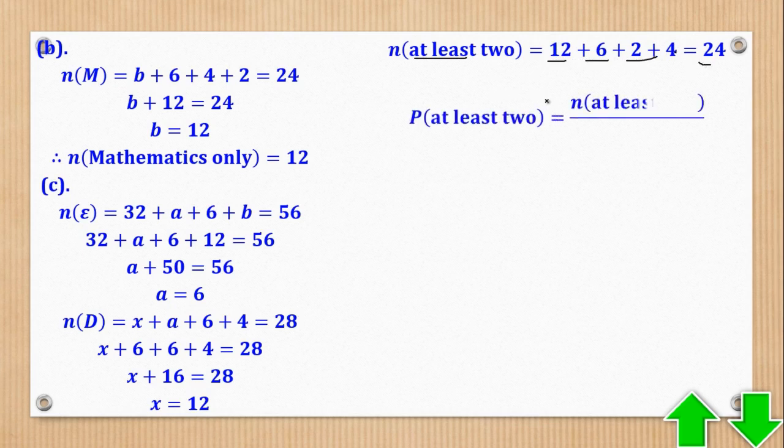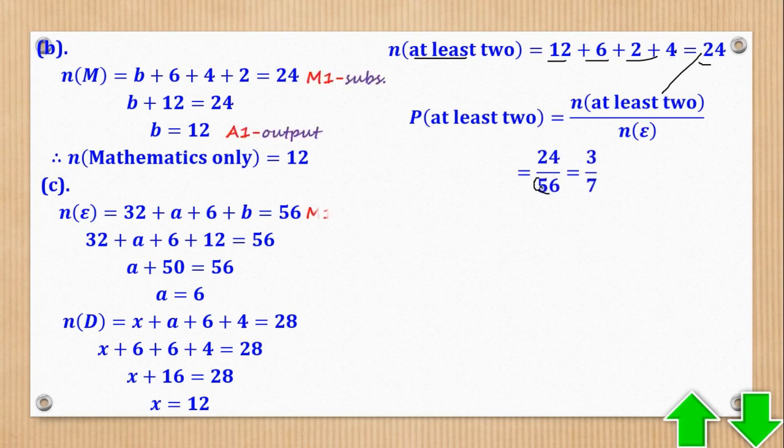After that, we can now get the probability. Probability means event over sample space. Event is this 24, and sample space was given as 56, the number of students.